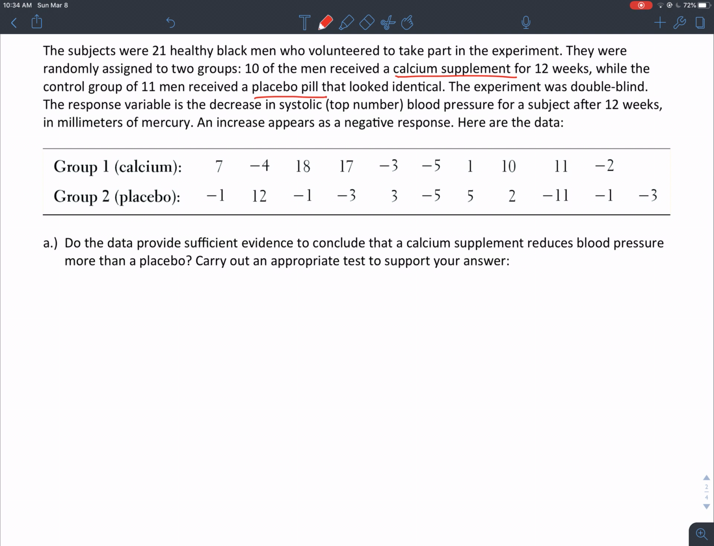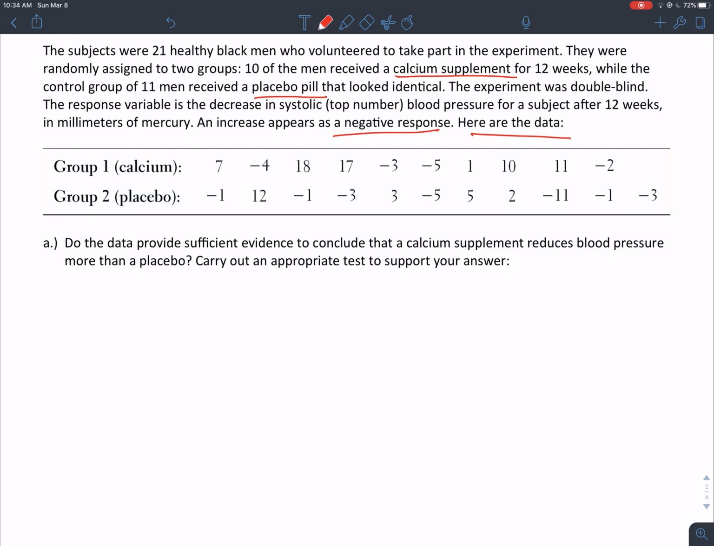Okay. The experiment was double-blind. Hopefully you remember what that means. The response variable is the decrease in systolic blood pressure for a subject after 12 weeks in millimeters of mercury. An increase appears as a negative response. Here are the data. Okay. Increase appears as a negative response. Interesting. So if you had an increase in systolic blood pressure, you have a negative number.